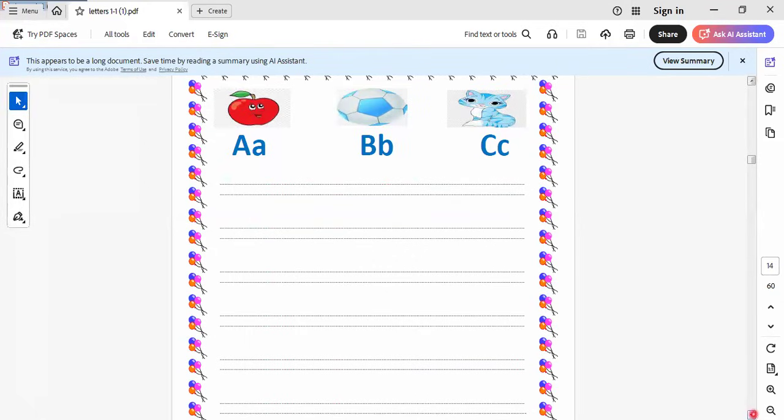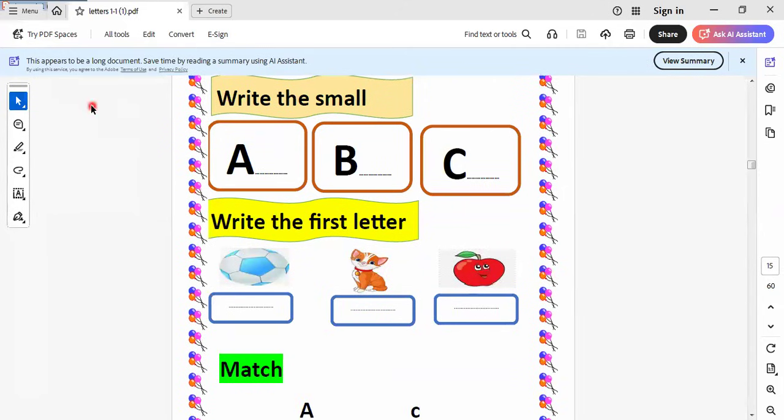Let's go to another one. Here we say, here is a small letter, how do I write it? Here is small a written like this, small b written like this, small c written like this. Here the first letter will be A, the first letter will be C, the first letter here will be B. Okay, let's go to another one here.